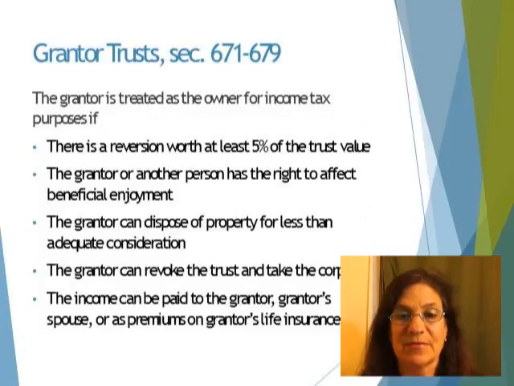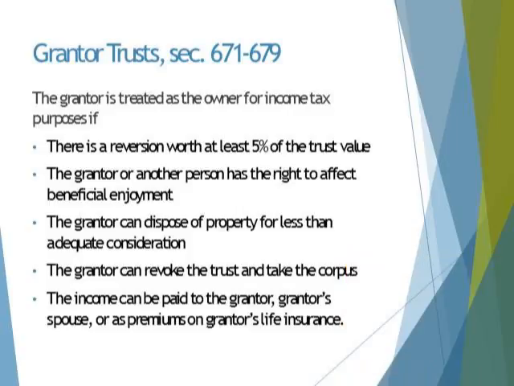So here's a list of some of the times that we treat the grantor as the owner. If there's a reversion worth at least 5% of the trust value, if the grantor or another person has a right to affect beneficial enjoyment. If the grantor can dispose of the property for less than adequate consideration, which is essentially like revoking part of the trust. And of course, if the grantor can revoke the trust and take the corpus, or if the income can be paid to the grantor or the grantor's spouse, or to pay for the premiums on the grantor's life insurance.